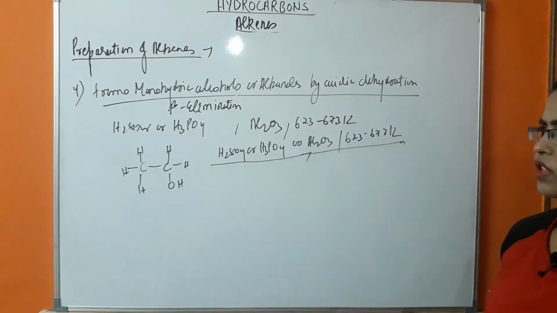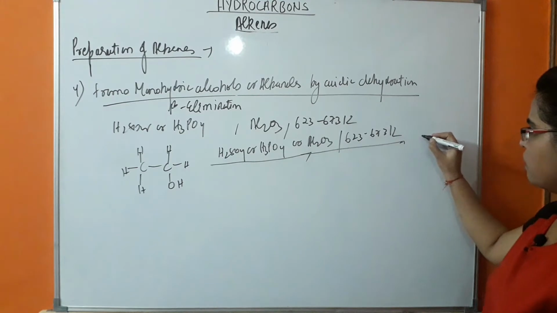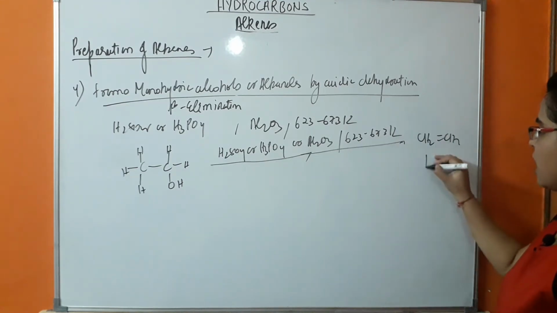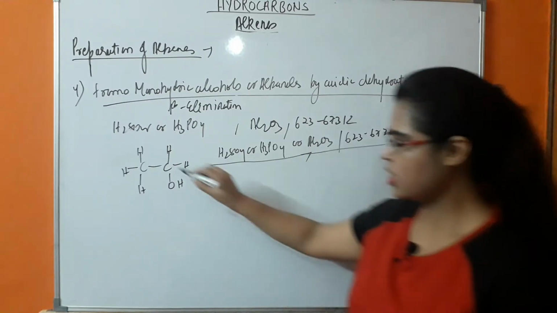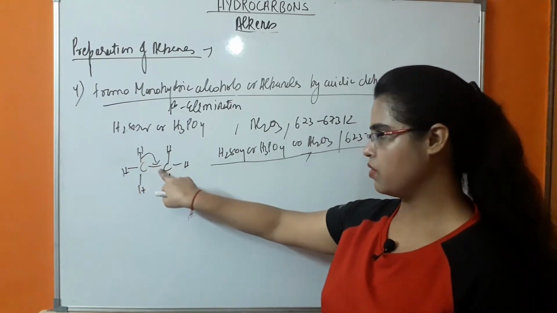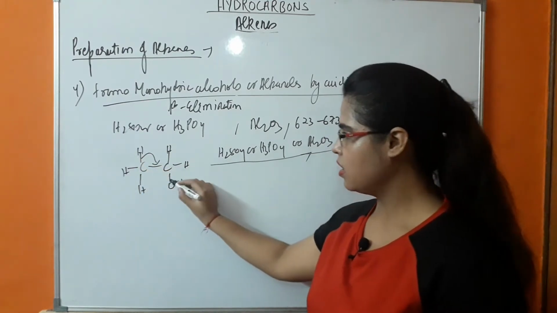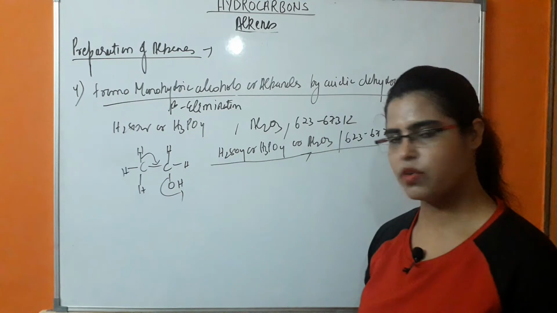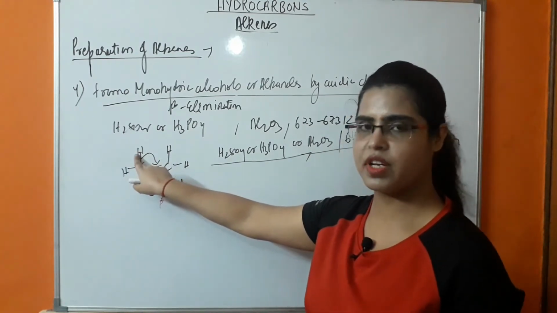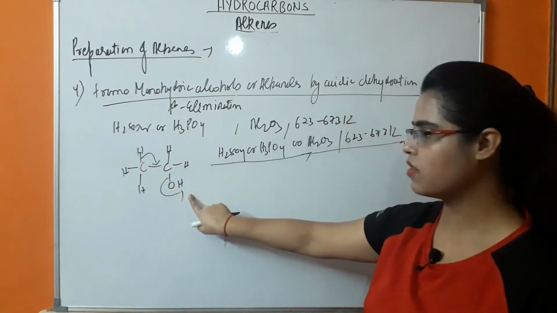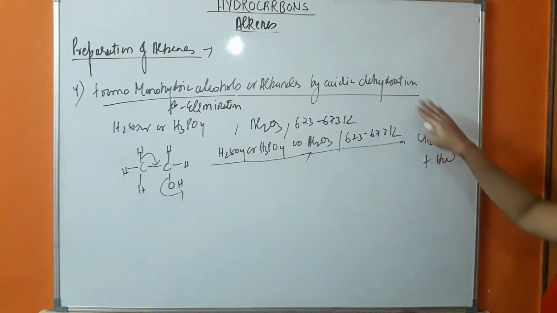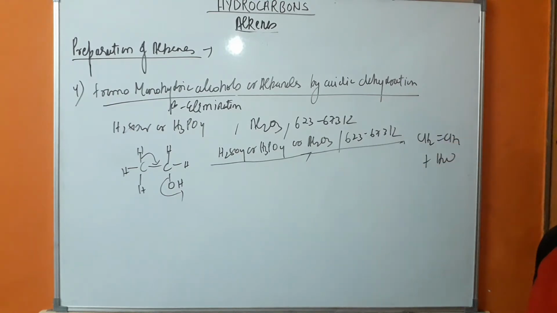In the presence of this there will be formation of CH2 double bond CH2 and removal of H2O. The bond of this hydrogen will be shifted to this position and this OH minus will be removed. So when the bond of this hydrogen is shifted, it will be removed as H plus. This H plus will combine with the OH minus, so there will be removal of H2O. Because of that this is known as dehydration.